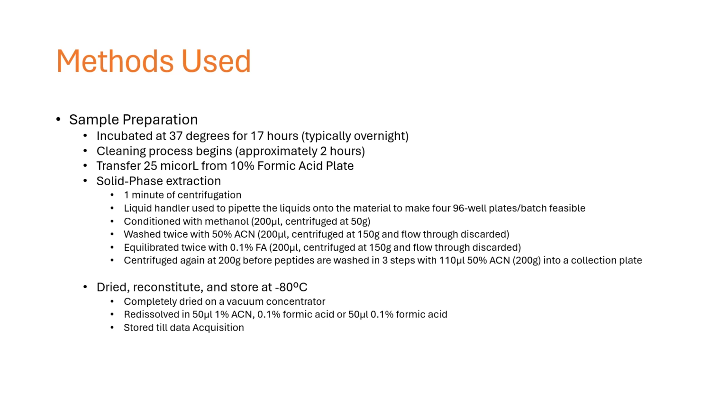Formic acid is added to it because we're trying to get to a solid phase extraction. There's a minute of centrifugation, and then a liquid handler is used to pipette the liquids into the material to make 4 96 well plates. They're conditioned with methanol and washed twice. They're equilibrated twice, and then they're centrifuged again.